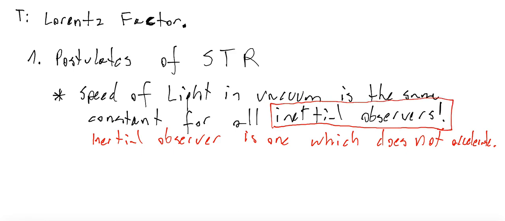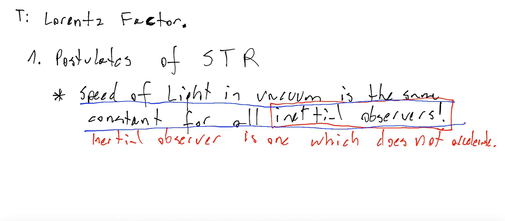important. So what does it mean that the speed of light in vacuum is the same constant for all inertial observers? Okay, it means that the speed of light doesn't depend on the speed of the source and doesn't depend on the speed of the observer. Simple example, let's imagine a person who emits light from a torch, and a second person who receives this light.